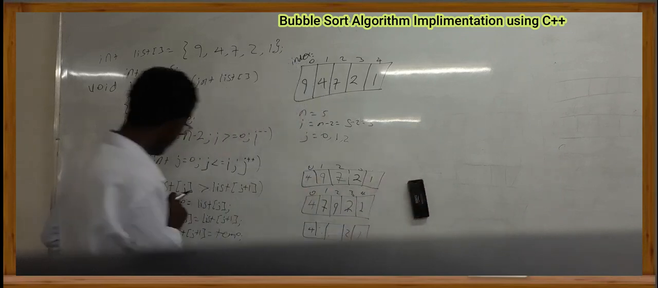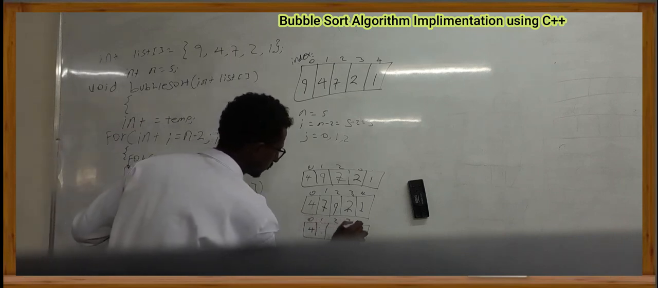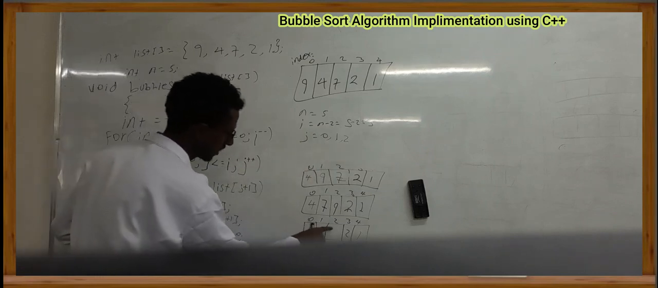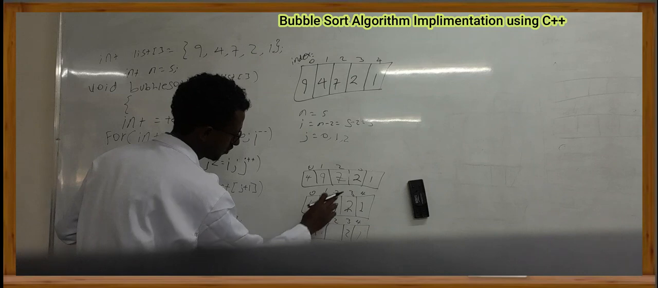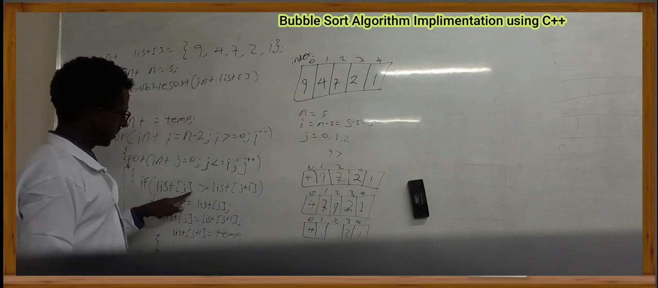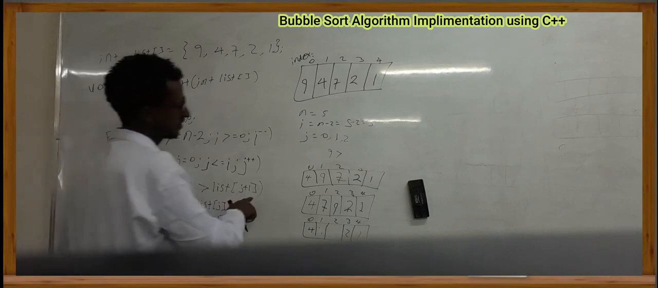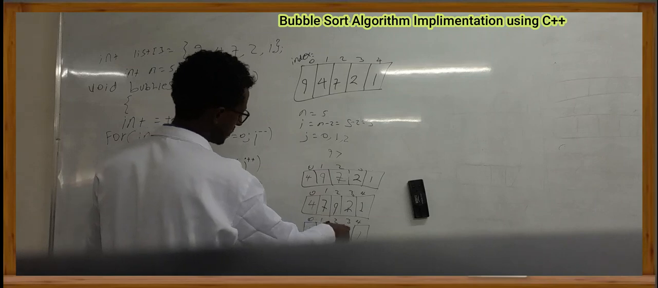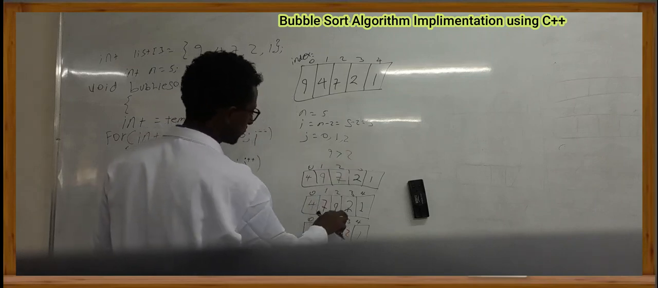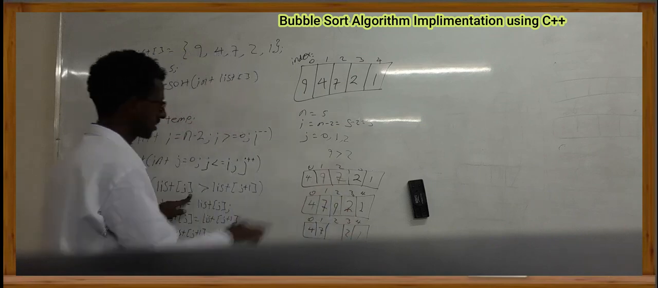Check the condition. List of j is list of 0, 1, 2, 3, 4. J is 2. That means list of 2 is what? List of 2 is 9, greater than what? List of j plus 1, that means third item, 2. Actually 4, 7 is on the correct position. We compare 9 with 2. Therefore 9 is greater than 2, true.